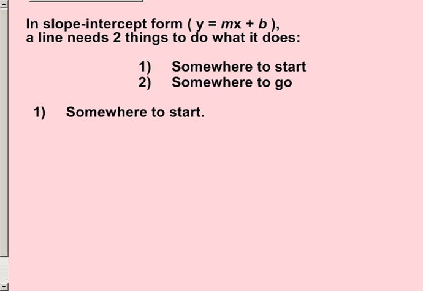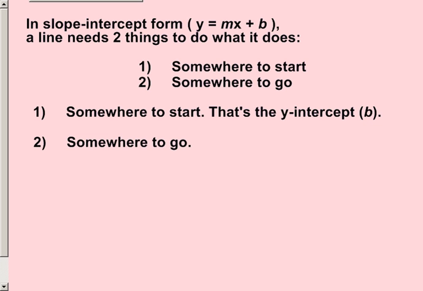So number one, somewhere to start. That is actually your y-intercept value, the b from y equals mx plus b. This tells the line exactly where it's supposed to cross the y-axis. So in essence, the b value is what fixes our line in two-dimensional space in the Cartesian coordinate graph.